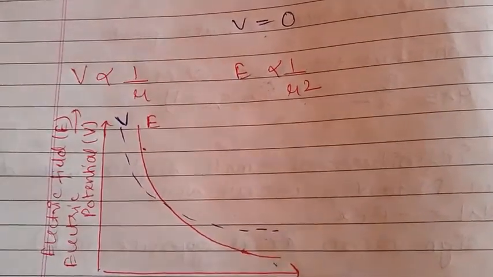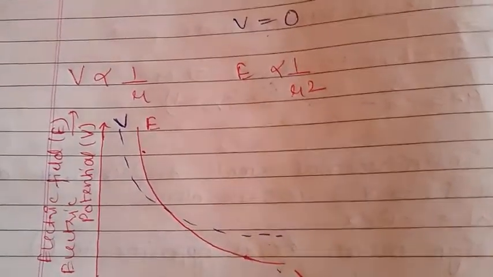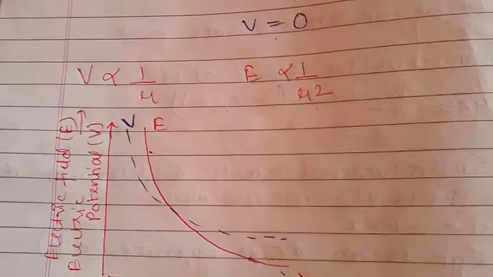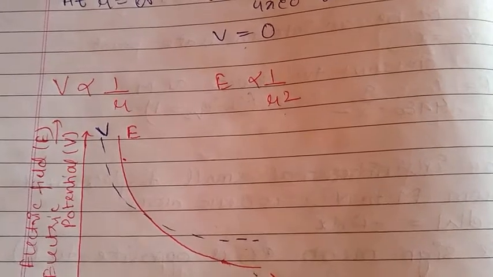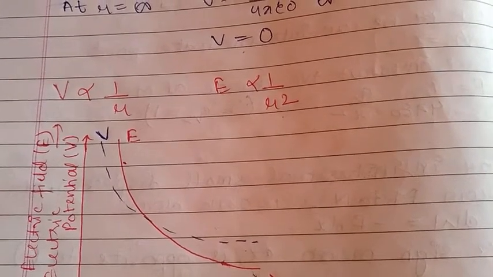So basically this is a small, very easy derivation, and along with that it is very important also. In the next lecture we'll be seeing the other derivation for the potential.